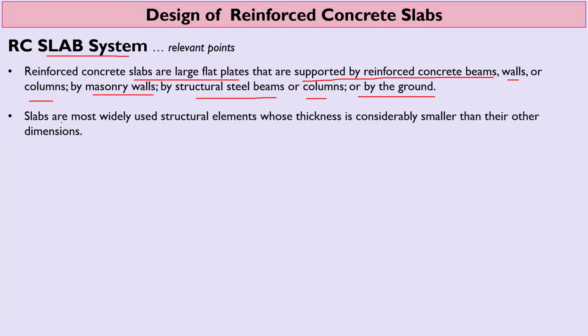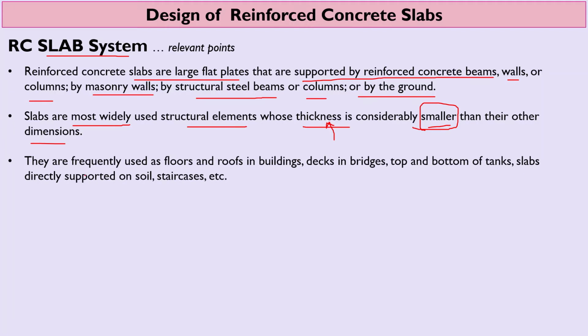Slabs, as everybody is aware, are the most widely used structural element whose thickness, the main criterion, is considerably smaller than any other dimension. Here thickness will also be termed as the depth of the slab. So the depth or thickness of the slab is considerably smaller as compared to its other dimensions. That means two sides of the slab will have two types of spans based on the support conditions, whether the slab is supported on two sides or on four sides.